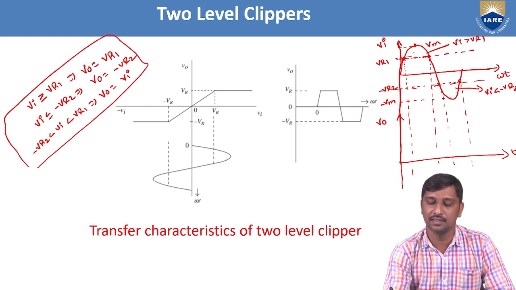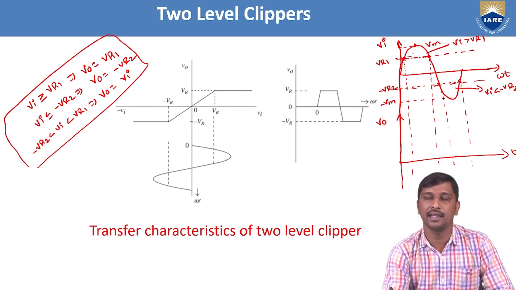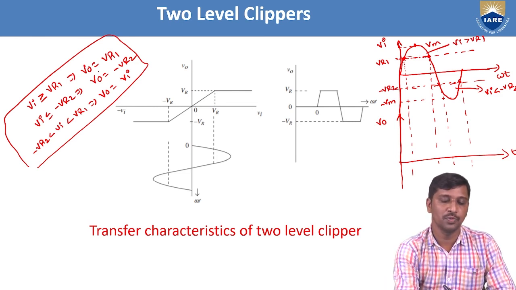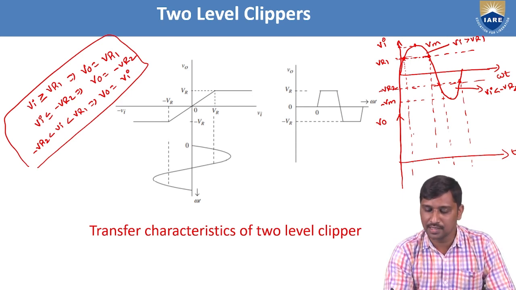Then we can say that this region contains the input voltage just greater than the given DC reference voltage 1. At this point, the output voltage is represented as VR1. So hence, I consider this as VR1.